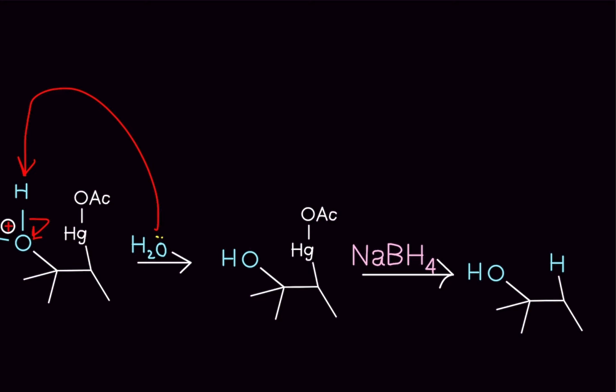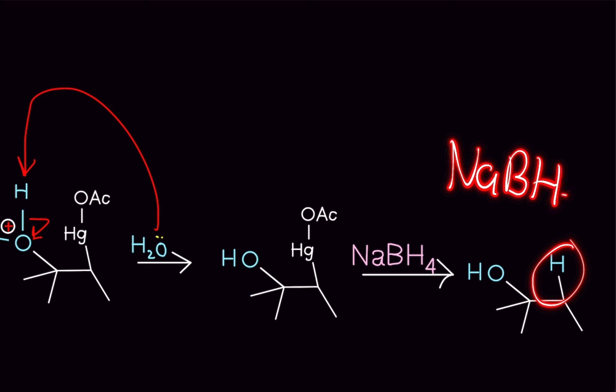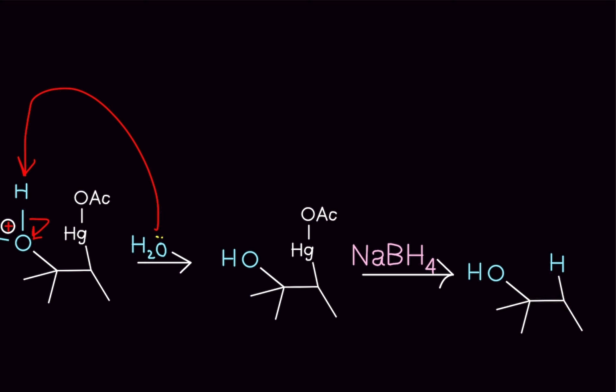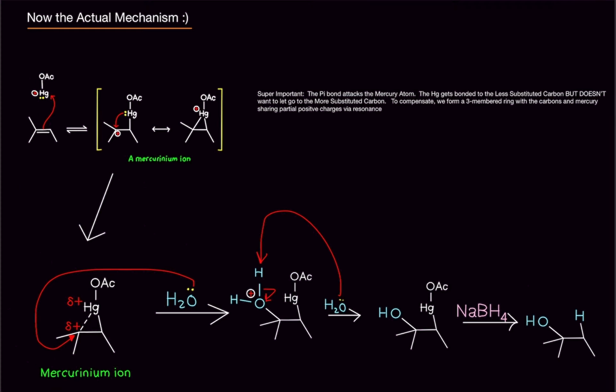But what you need to know is sodium borohydride will give off one of its hydrogens in exchange for getting rid of this. So it replaces this with one of the hydrogens on sodium borohydride, so it becomes NaBH3. That's what happens. And now we are left with our final molecule here: OH on the more substituted carbon and hydrogen on the less substituted carbon. And that is the mechanism. So it's not too bad.